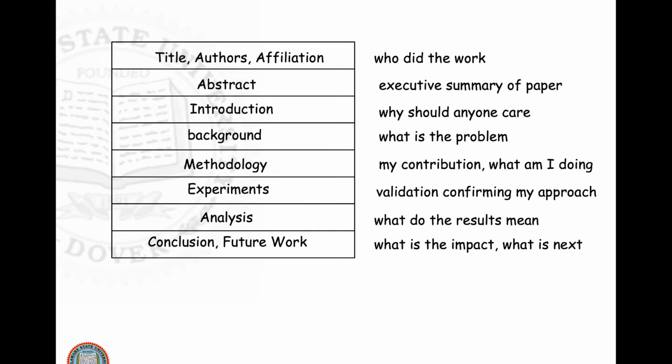How well does my approach work? What impact does it have? And the analysis is the interpretation of what the results of my experiments mean. And then that last part, the conclusion and future work section of the paper: what is the impact? What comes next? Now, of course, these sections might have different names, but every scientific publication has these sections.